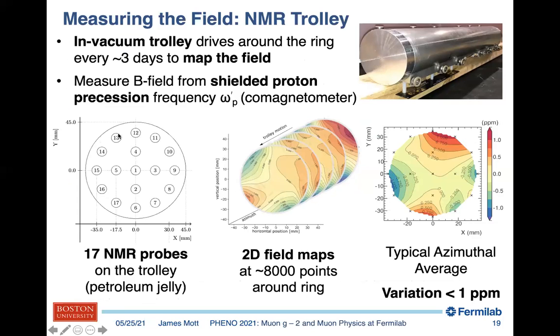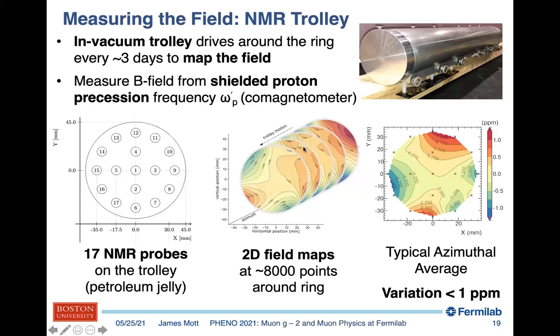They're filled with petroleum jelly, and we measure the proton precession frequency inside there to estimate the field. So it's kind of a co-magnetometer technique. Now, you move the trolley around and you take field maps at 8,000 points around the azimuth of the ring, and you get maps that look like this. But what we really care about is the average around the ring.